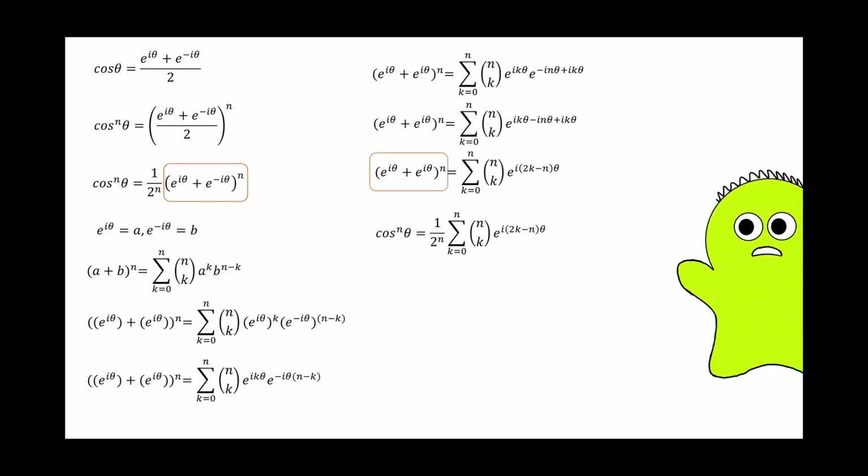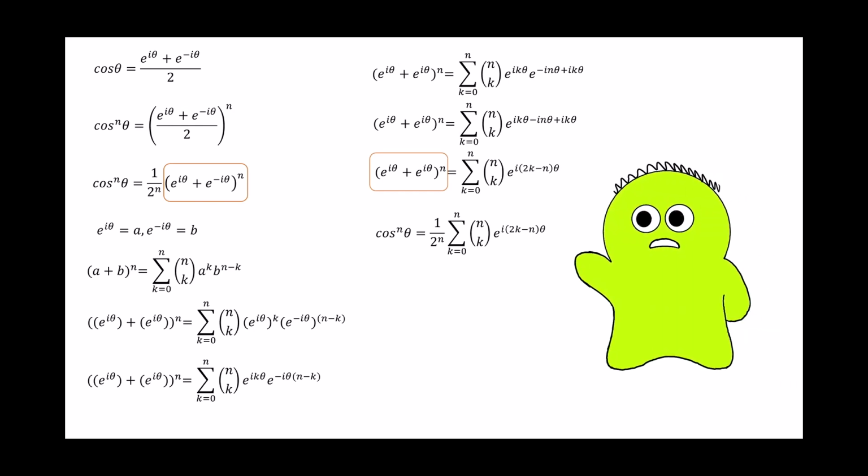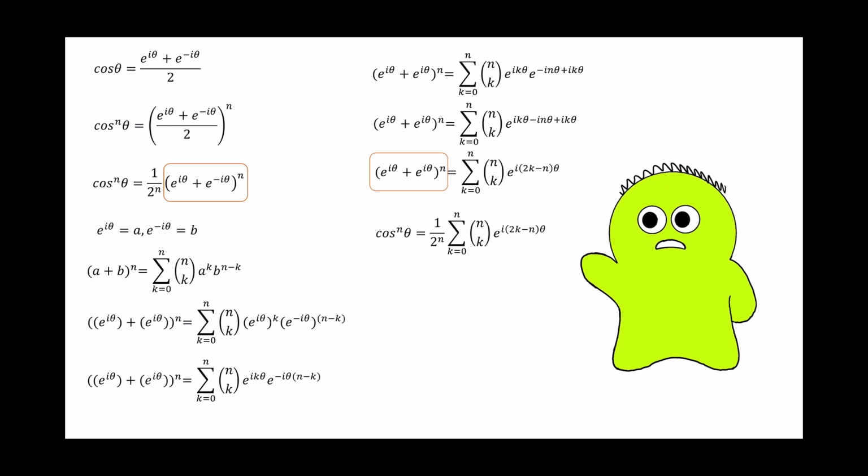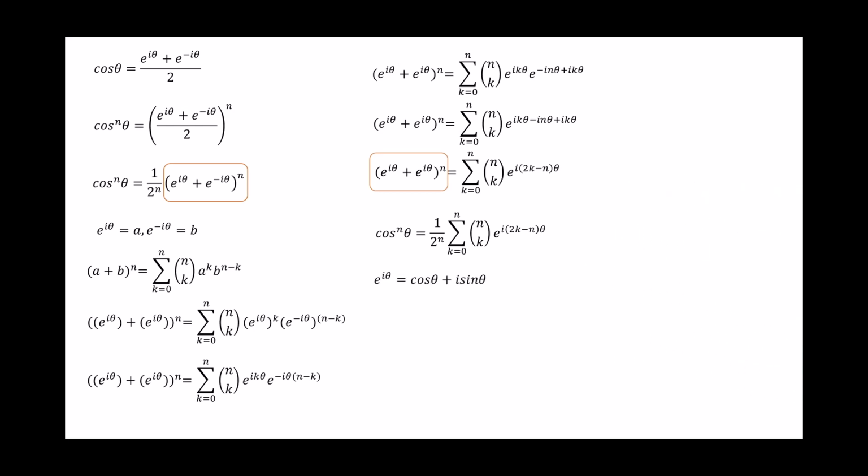Wait, now we got e to the power of i and something, which is a perfect situation for Euler's formula to shine. What we do is we plug in the exponent of e without the i into cosine and sine, which gives us the following sum.